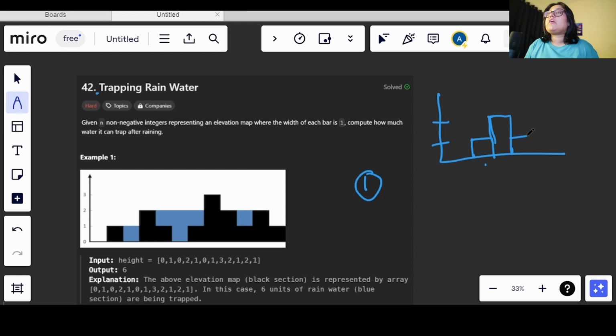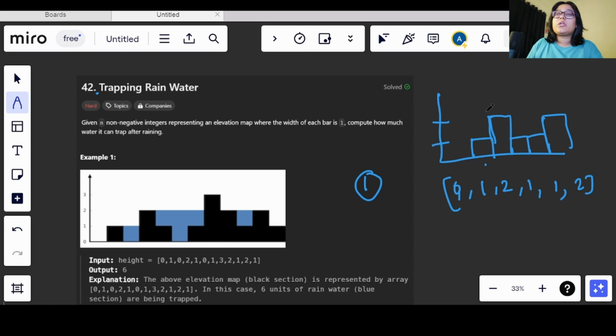Okay, so now let's say the elevation is given like this, meaning the first one is 0. After this we are given 1, 2, 1, 1 and 2. So what we need to do here is return the amount of water that can be stored or trapped inside these elevation gaps.